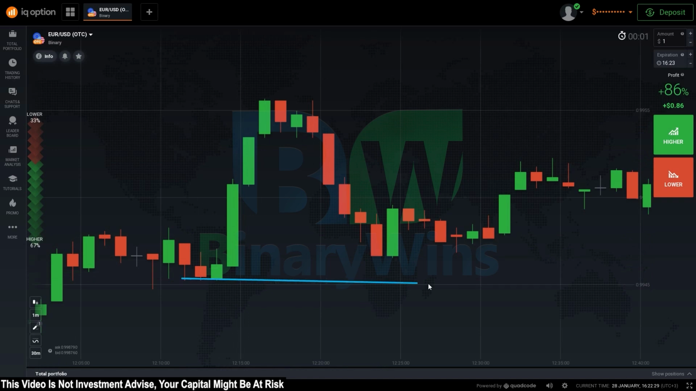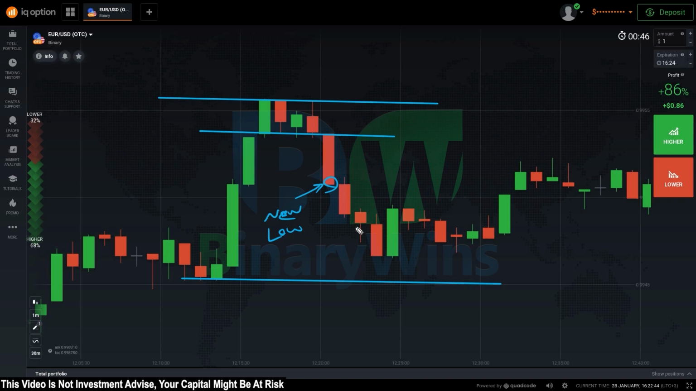Let me show you another example. You can see here now, a side range was created. After the formation of this candle and new low, we could enter the lower trade here. Okay?